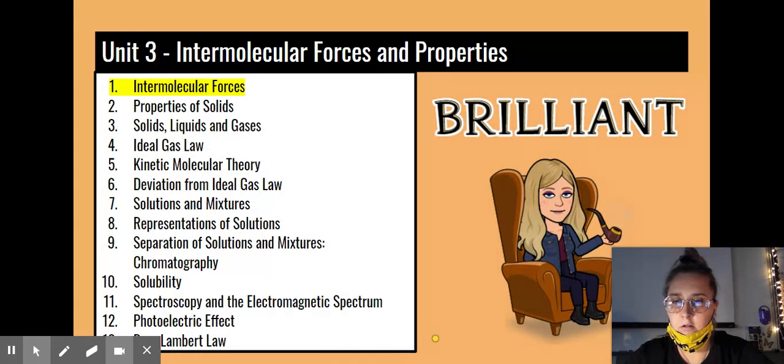Okay, so here are all 13 of our topics, but the only one we're going to focus on today is the first subunit, which is intermolecular forces themselves. It's a little introduction on the different types of intermolecular forces, just to give you a base understanding of the forces that we're going to be discussing once we look at the rest of this unit.